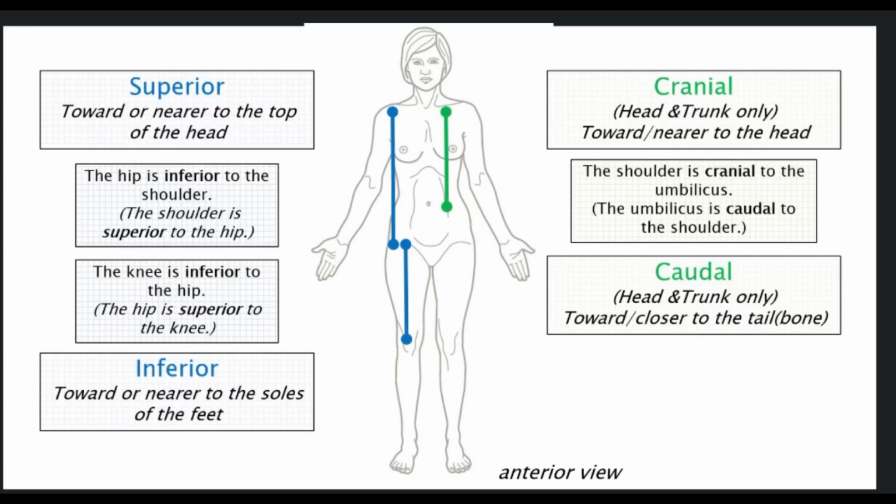Then inferior is the opposite of superior, which simply means towards or nearer to the soles of the feet. For instance, the knee is inferior to the hip, while the hip is superior to the knee, which simply means that superior and cranial have the same definition but are used in different terms. Same thing goes for inferior and caudal.